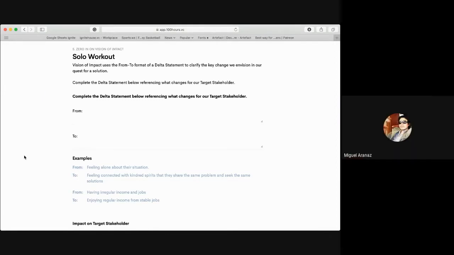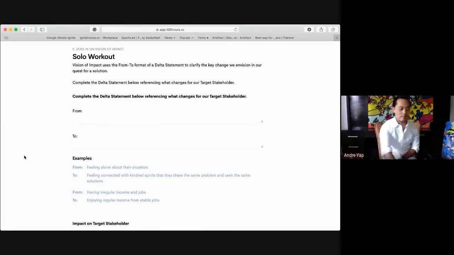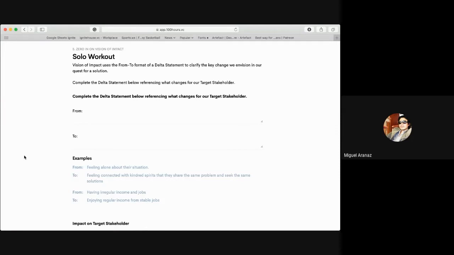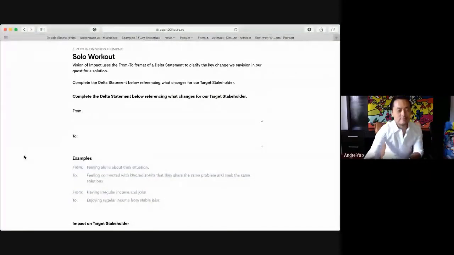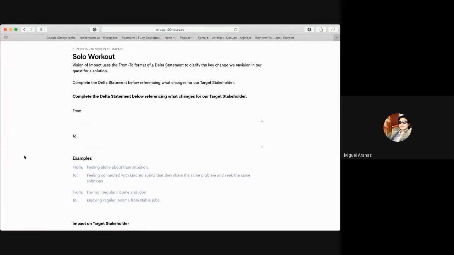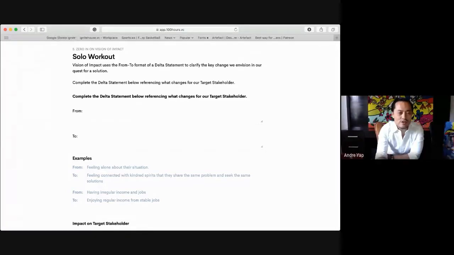Please, go ahead, Miguel. Yeah, probably Andre, just to point out that you're not thinking of a solution for this. You're basically trying to see what type of changes do I want to happen? So when you go to your to statement, don't write a solution. If it's a noun, probably it's not where you want to go at this point. Again, we're really just crafting some sort of a problem statement around this. All right. So this is the vision of impact. 60 seconds starts now. Let's get going with the from to statements.